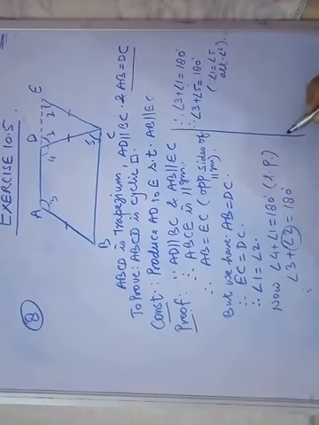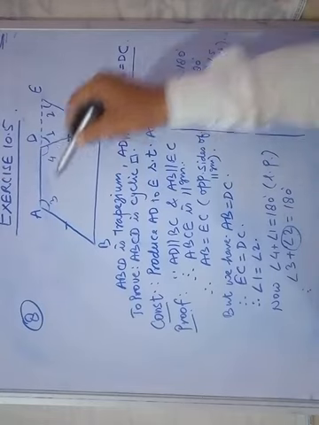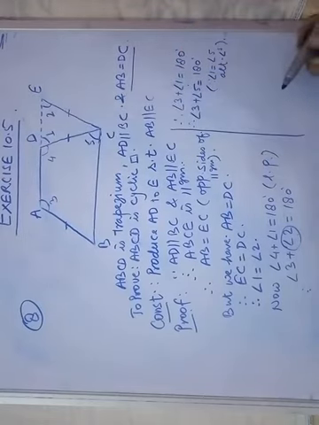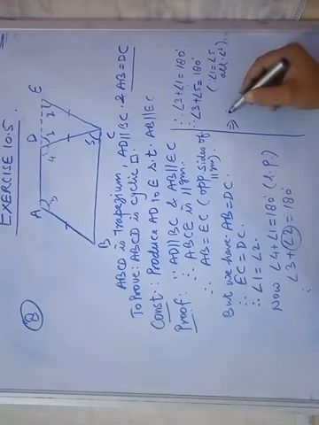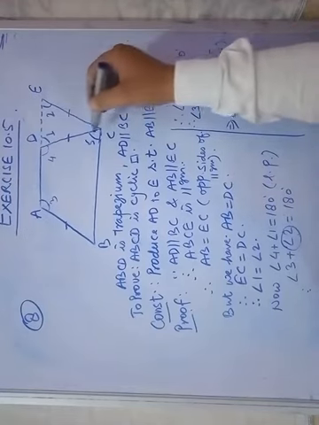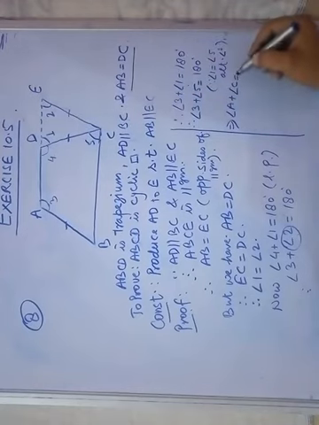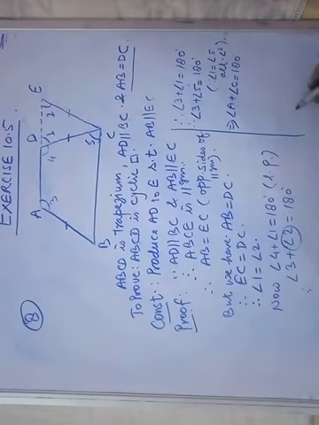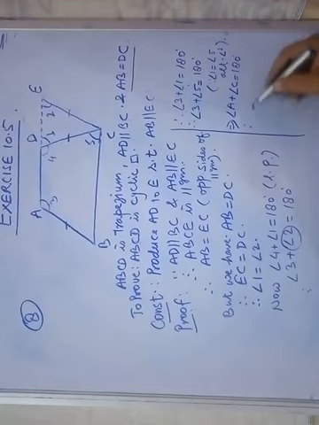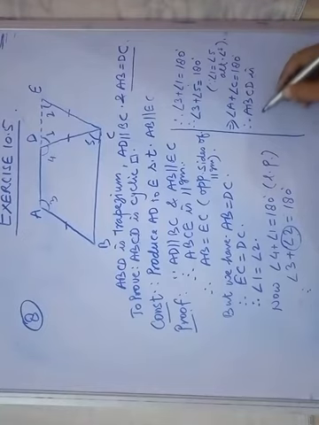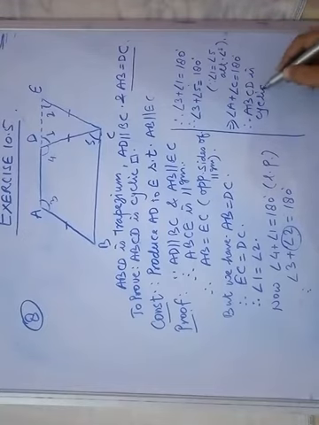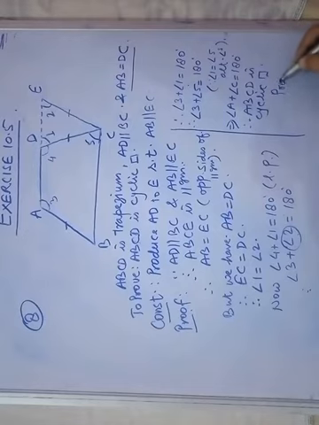Since angle 1 equal to angle 5, alternate angles. So here we consider angle 3 for the angle A. This implies angle A and angle 5 for angle C equal to 180. It means ABCD is a cyclic quadrilateral. Therefore, ABCD is a cyclic quadrilateral.